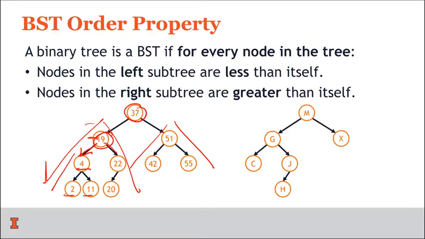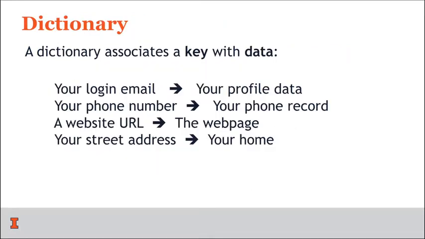Everything greater than 19 has to appear on the right side. 22 and 20 are both greater than 19. We can use this idea of a binary search tree to store a lot of data that we want to look up quickly. And often we're going to use a dictionary as our implementation structure of the binary search tree. What that means is we're going to implement a dictionary using a binary search tree.